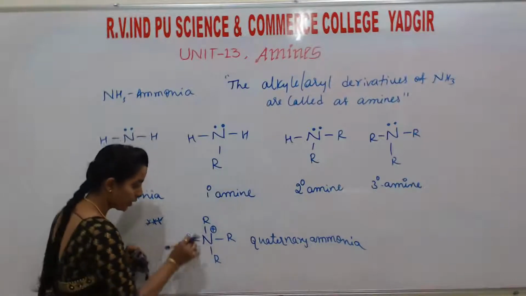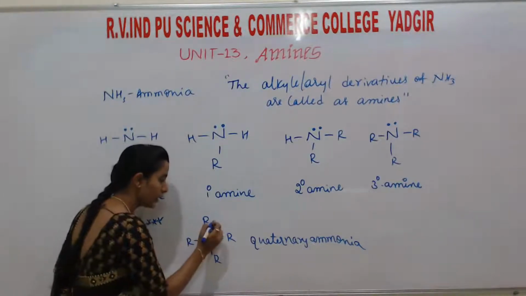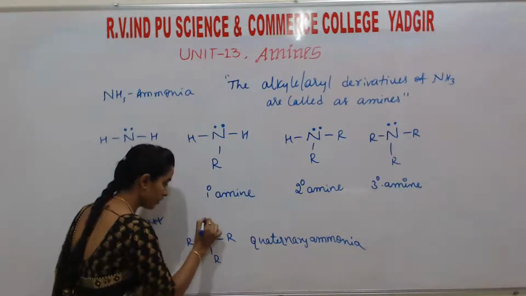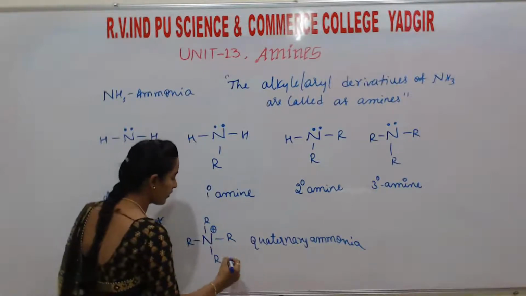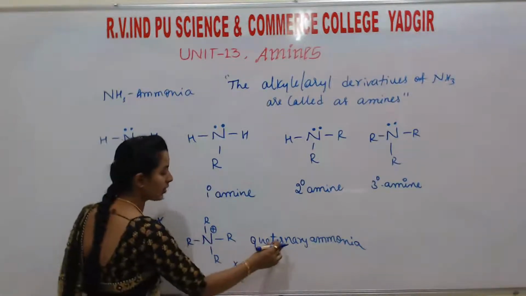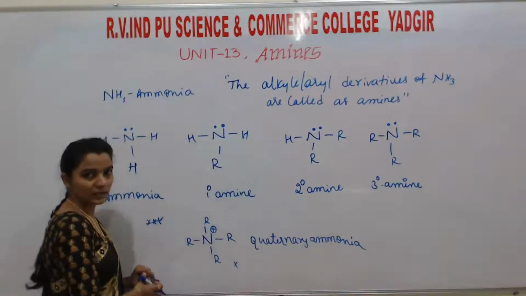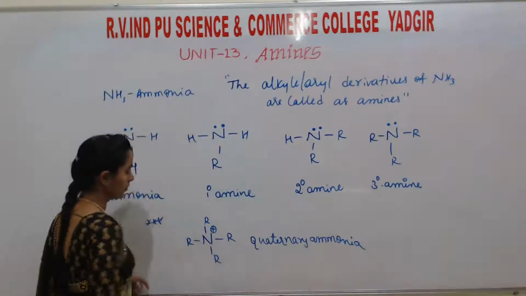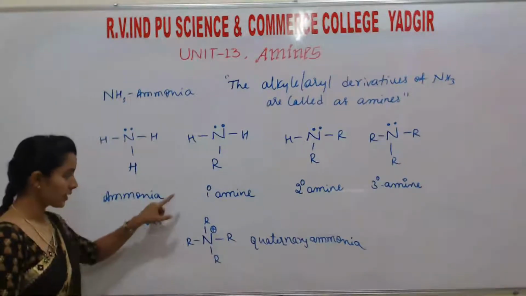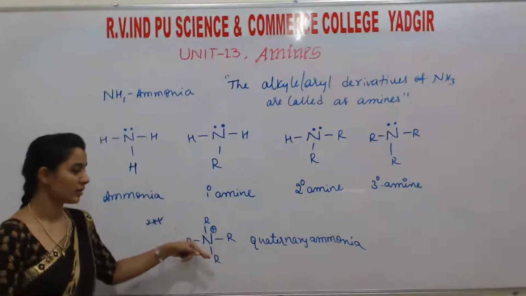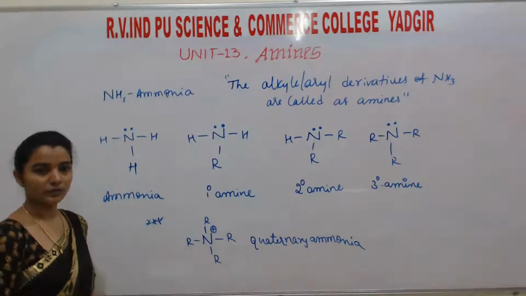Quaternary ammonia. So if instead of R, X is there, then this is called a quaternary ammonium salt. Understand? While explaining the preparation and ammonolysis, I will explain what is primary, secondary, and tertiary, and these quaternary ammonium salts. Okay, students?